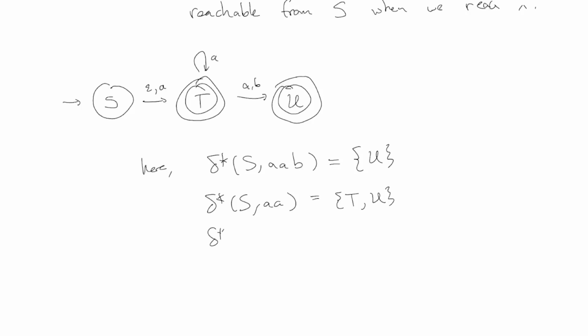Or how about delta star of S and epsilon? This one is a little weird, maybe. If you start in state S and you read the empty string, that is, you don't read any letters, where could you end up? Any thoughts? I would say S and T. So T, because you could start here and do the epsilon arrow and end up in T, certainly. But you could also start here and do nothing. That's what the empty string means. So reading the empty string from here means do nothing. Now this epsilon arrow is kind of optional. If you want to, you can go across here without reading anything. But you don't have to, so you could just stay here. So anyway, that's why you get S and T as the two states you could reach using the empty string.